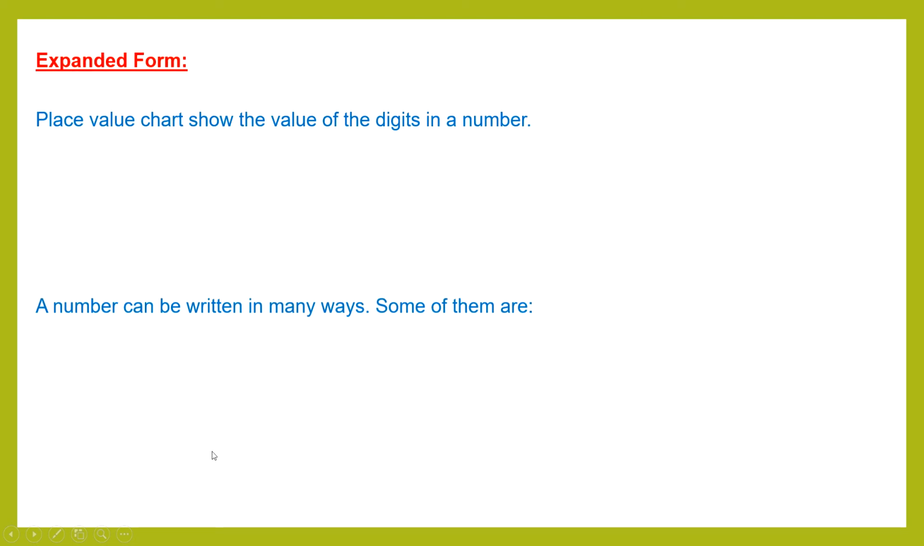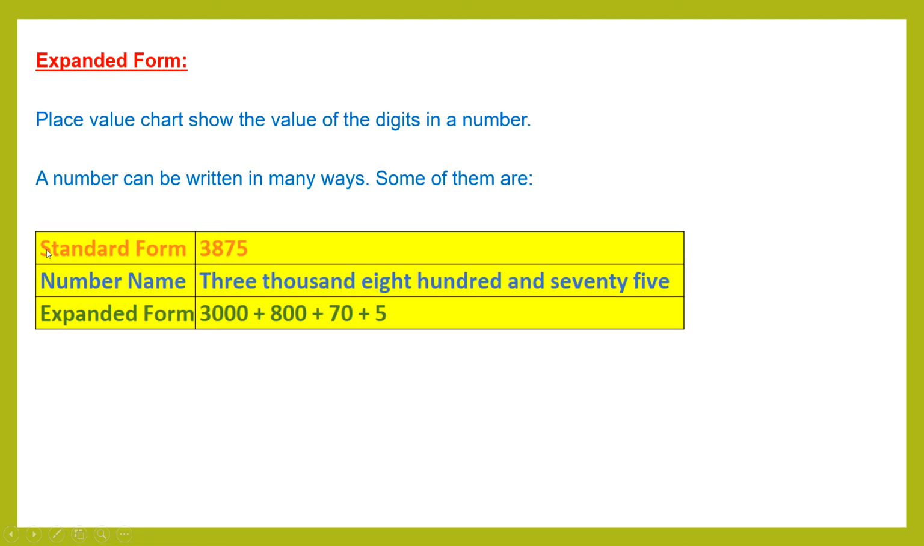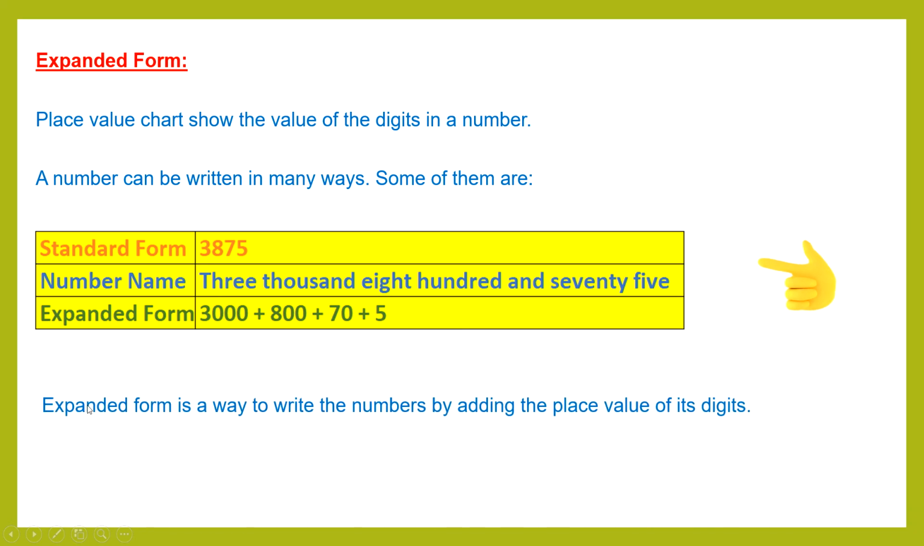Now we'll see expanded form. So you have observed that a number can be written in different ways. So this is the standard form, and this is the number name. If we read this number and write it in words, this is the number name. 3875, and this is its expanded form. So if we add the place values of the digits of a number, then we get the expanded form.